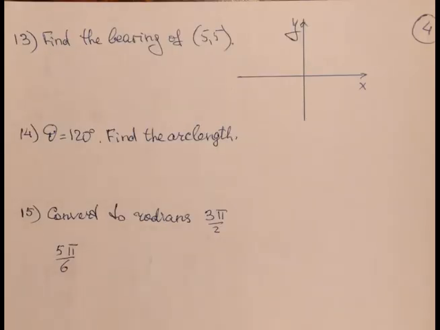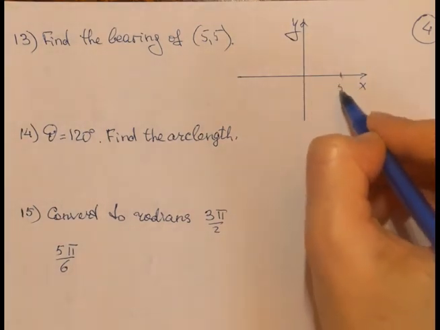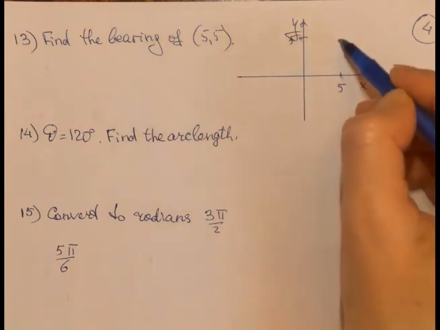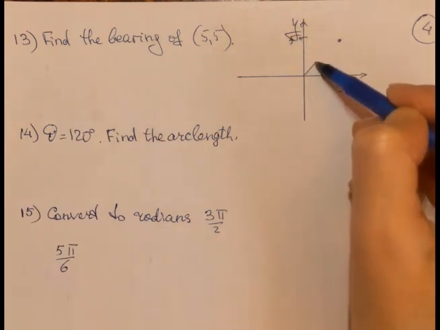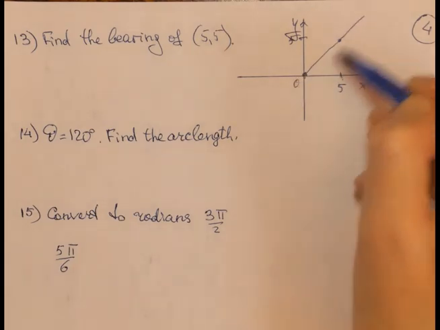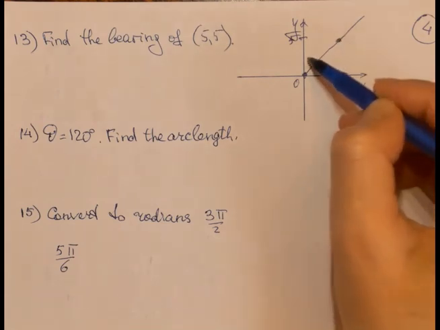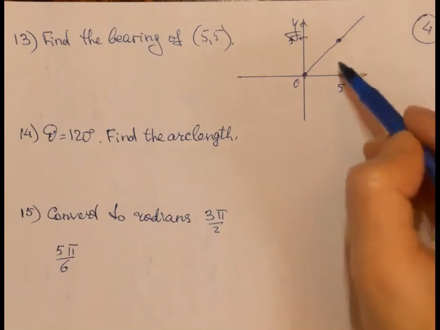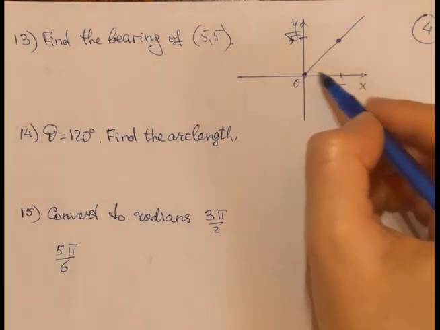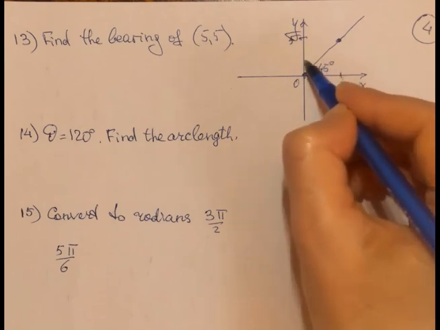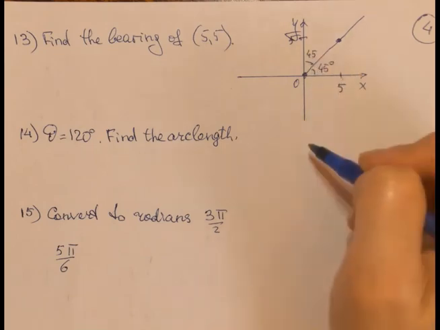Let us find the bearing of the point 5, 5. So the x-coordinate of the point is 5 and the y-coordinate of the point is also 5. So it means that the ray passing through the origin and through this point bisects the first quadrant of the coordinate system. So it means that these two angles are both 45 degrees. Here 45 and here 45 degrees.